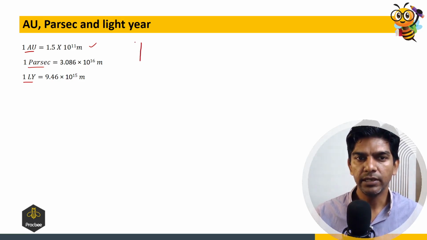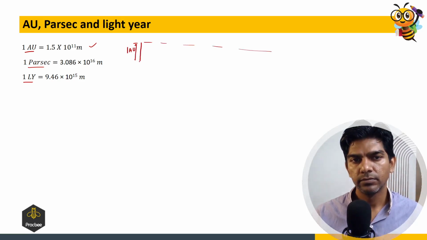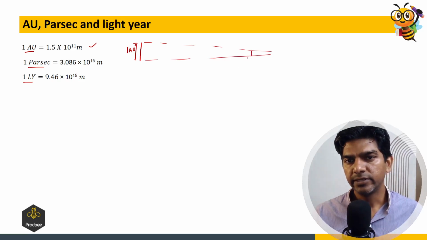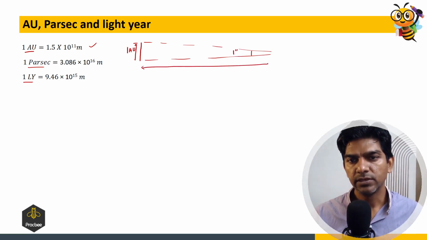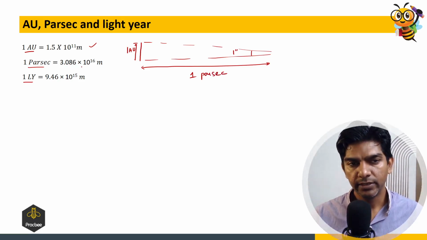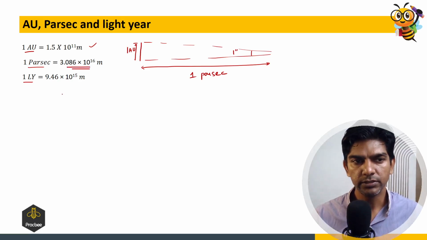And 1 parsec is defined as, let me show you what is 1 parsec. So if I consider a length of one astronomical unit, and let us say at a certain distance, it subtends an angle of 1 arc second, then this distance is defined as 1 parsec. Okay, and it comes out to be 3.086 into 10 raised per 16 meters.